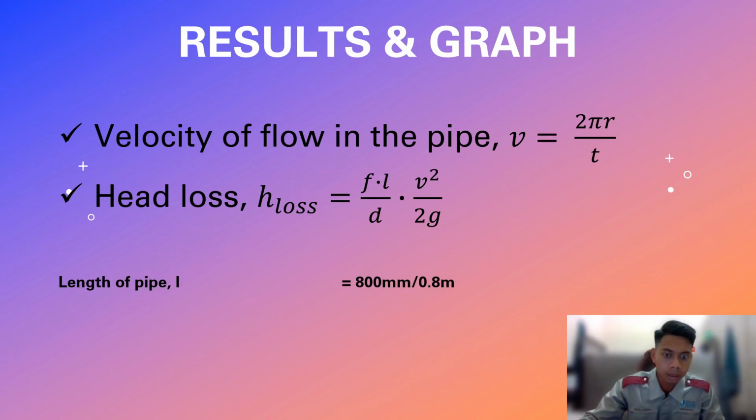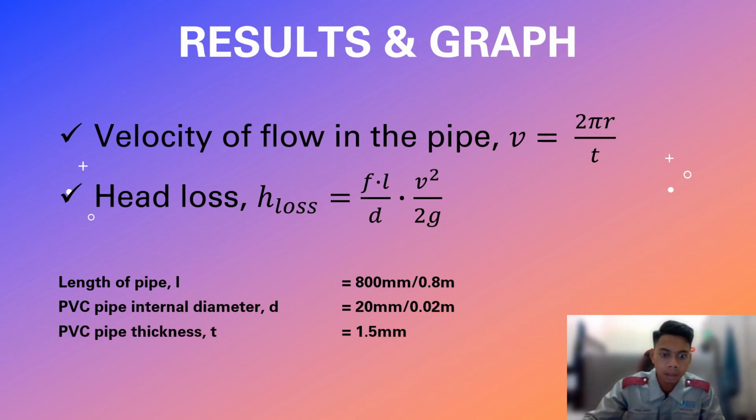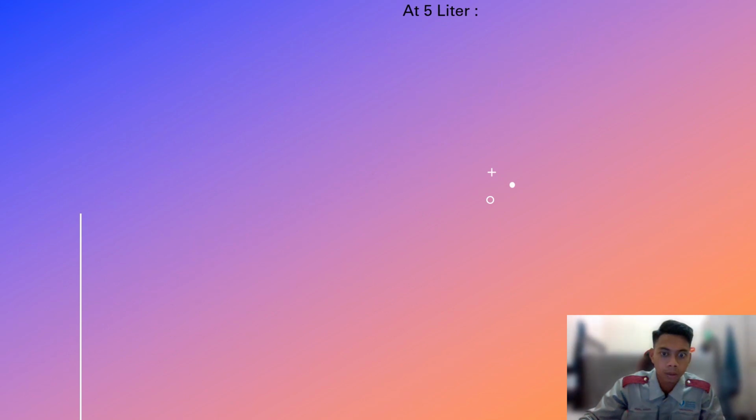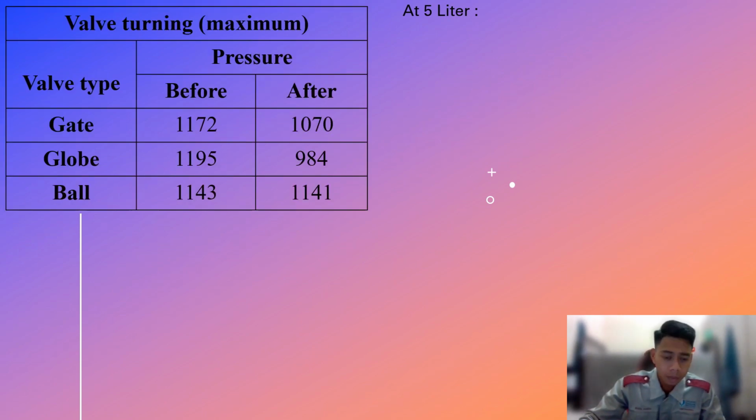The length of pipe we get is 0.8 meter. The PVC pipe internal diameter we get is 0.02 meter, and the PVC thickness D we get is 1.5 millimeter. And the friction factor F we get is 0.02. For your information, for the friction factor we use the general friction factor, which is 0.02. First of all, when we run the experiment, we just use 5 liters of water in this experiment.